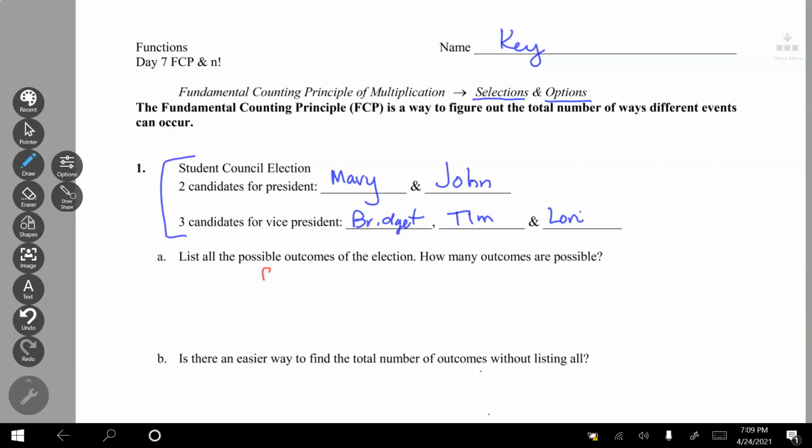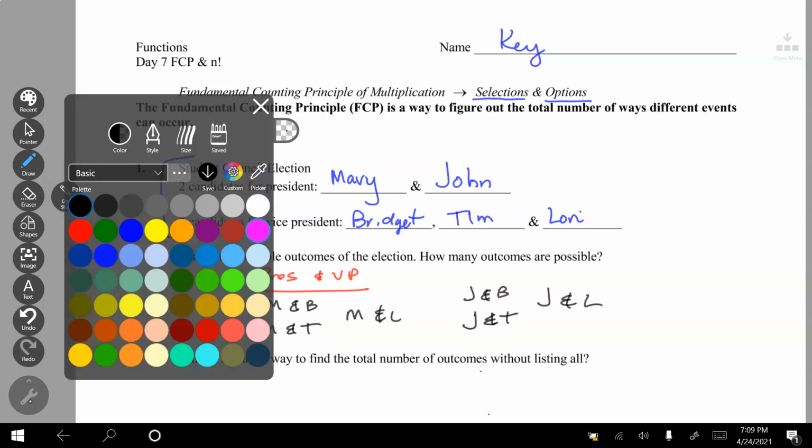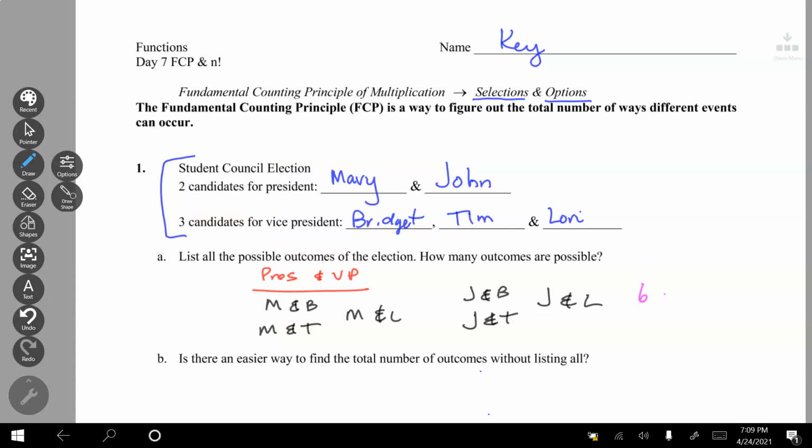Well, we have to select a president and a vice president. So just using the first letters, I could have Mary and Bridget, Mary and Tim, or Mary and Lori, or we could have John and Bridget, John and Tim, and John and Lori. So counting our ways, we have 6 possible outcomes.